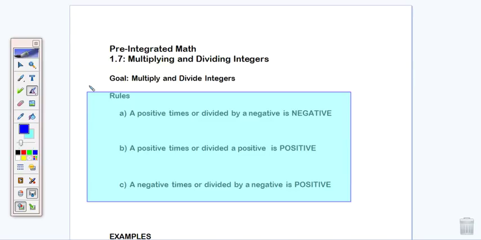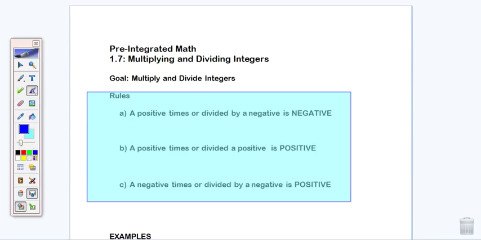I kind of remember it a different way, but how about a volunteer to read Rule A when we're talking about multiplying or dividing integers? You want it, Grant? Positive times or divided by a negative. Okay, so anytime you have a positive and a negative right here, you're either multiplying or dividing. What do you get in the end? Negative, okay? Part B says a positive times or divided by a positive is what? And then the last one says a negative times or divided by a negative is what?